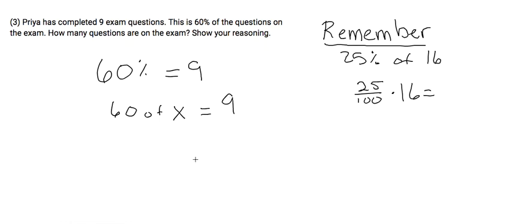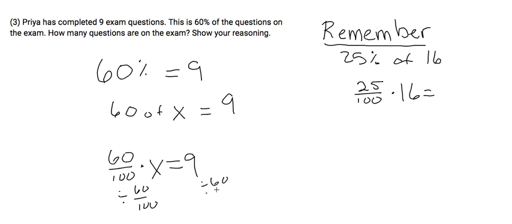So in that case here, what we would do is just, instead of the 16 in this problem, substitute x. So we would have 60 over 100 times x equals 9. If this is our equation, all we have to do now is see what's happening to x. It's being multiplied by 60 over 100, so we need to divide by 60 over 100. And we need to do that to both sides.